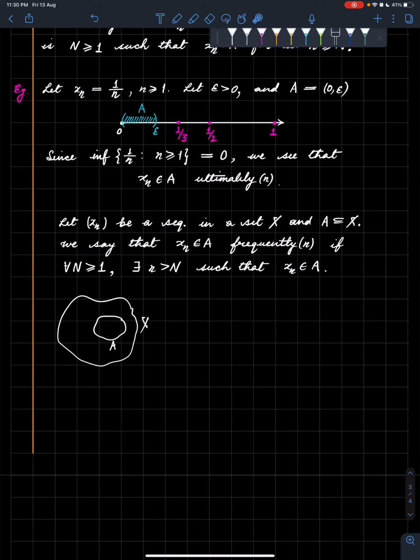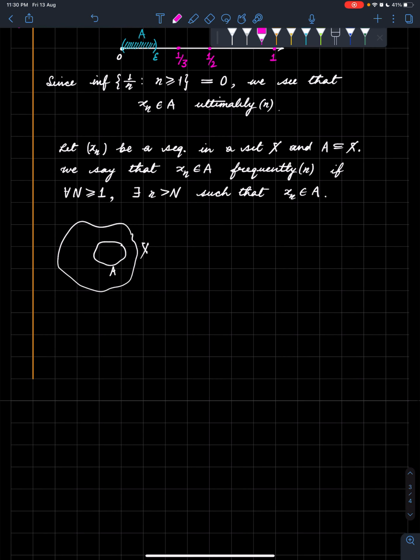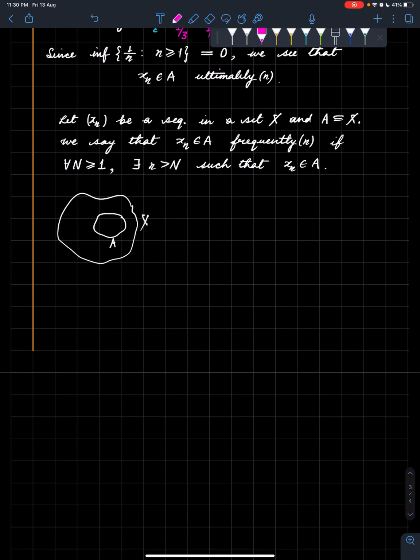But what this phrase is really telling us is that maybe x1 is in A, and then for a long time all the x2, x3 are here. But there will come a time when it will come here again, and there will come a time when it will come here again and again and again. So it basically visits the set A infinitely many times. You can think of it that way. And let us understand this via an example also. So here is an example.